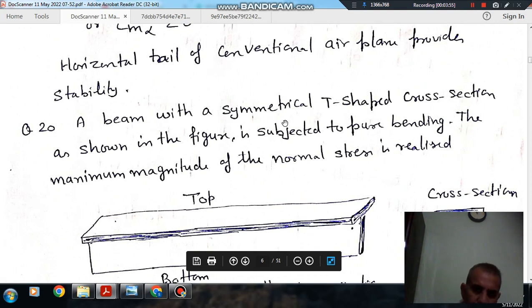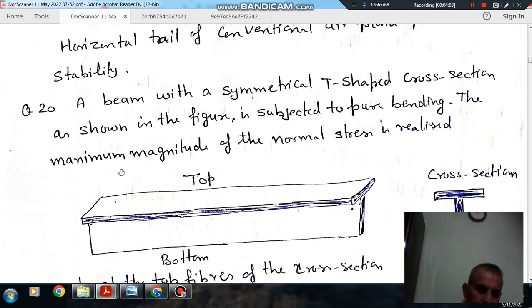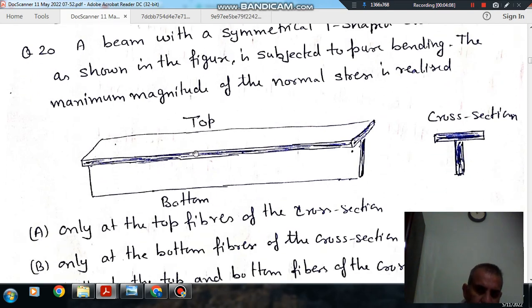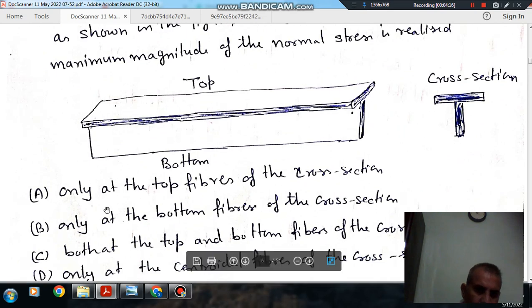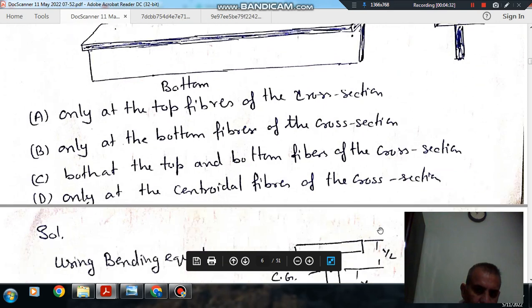Next, a beam with symmetrical T-shaped cross section as shown in the figure is subjected to pure bending. The maximum magnitude of normal stress is realized. So this is your top, this is your bottom, this is the T section cross section. Option A, only at the top fibers of cross section. B, only at the bottom fibers of cross section. C, both at top and bottom fibers of the cross section. D, only at the central fiber of the cross section.